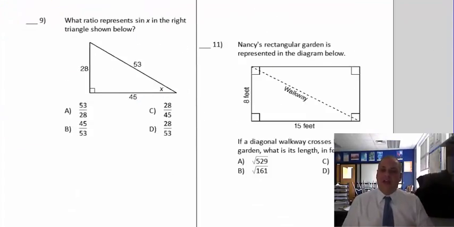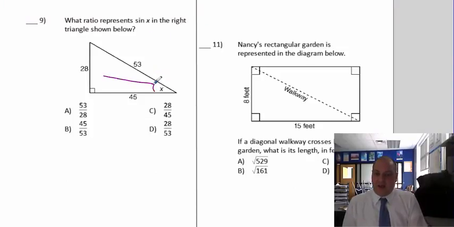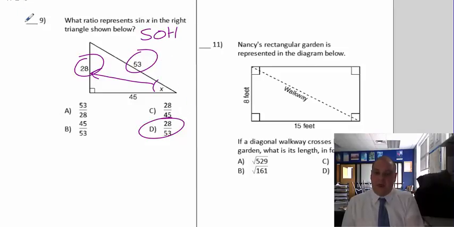What ratio represents sine of x? Okay, that's pretty simple. Here's angle x and obviously opposite, right? SOHCAHTOA, okay? Opposite over hypotenuse. So 28 over 53, there it is, bam, choice D.